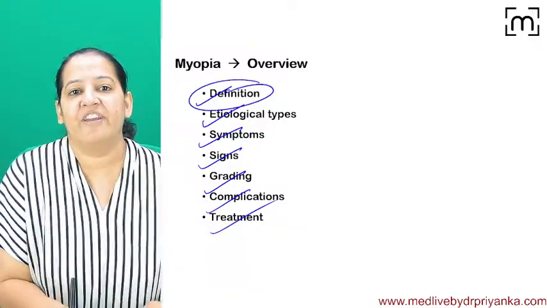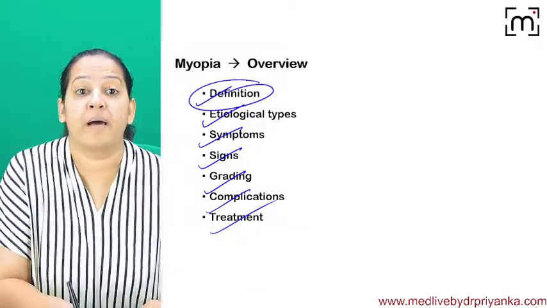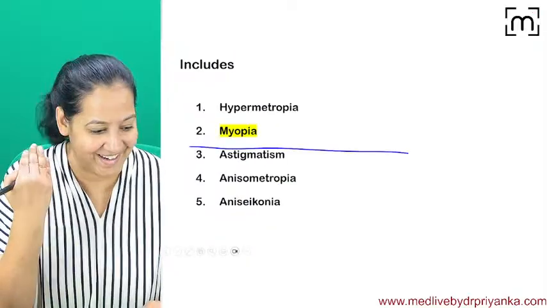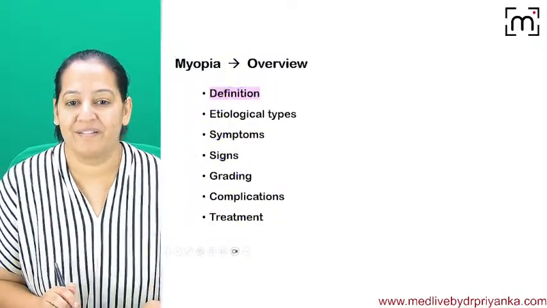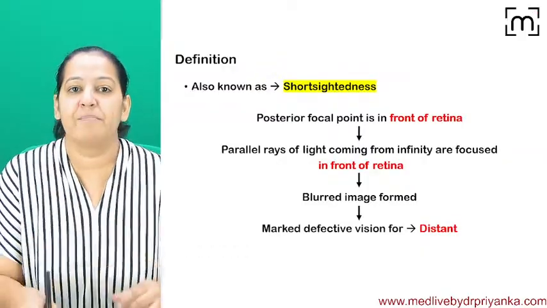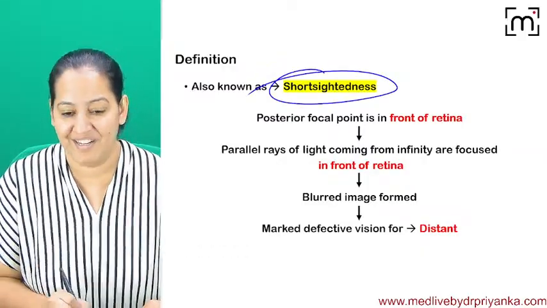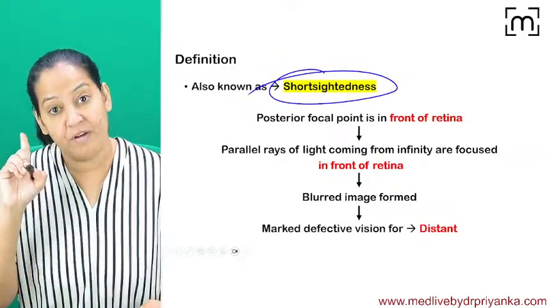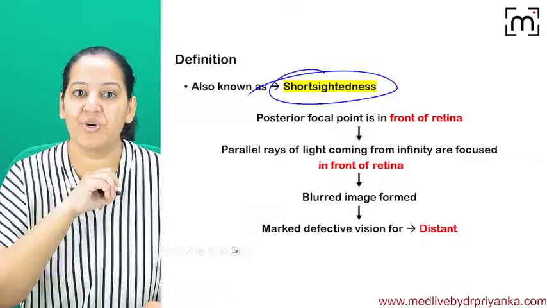Definition. Who will tell me the definition of myopia? I'm starting the new topic, myopia. What is the definition of myopia? See the other name first. Myopia is also known as short-sightedness. Hypermetropia was long-sightedness. This one is short-sightedness.